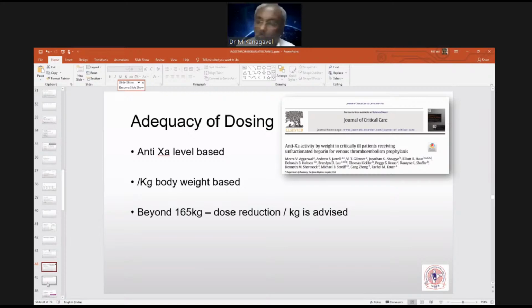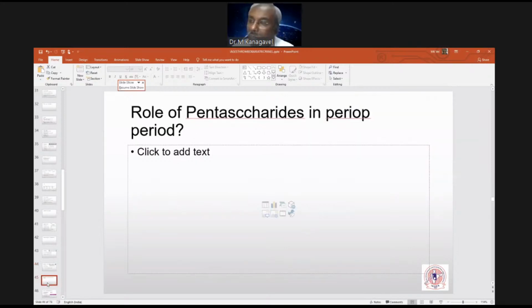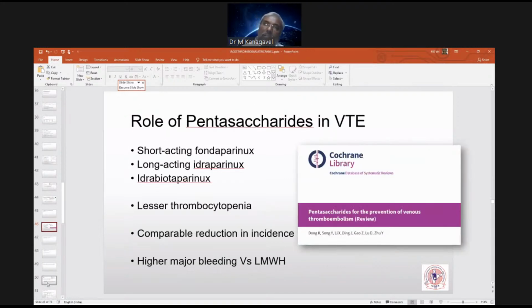Thank you, sir. Now we move on to the next important area. Now everybody feels, okay, I don't want injections, or can it be 1 dose or 2 doses and I'll be having an extended coverage? Dr. Narvaria, sir, what is your take on the role of the newer drugs, NOACs, the role of pentasaccharides in VTE prophylaxis?